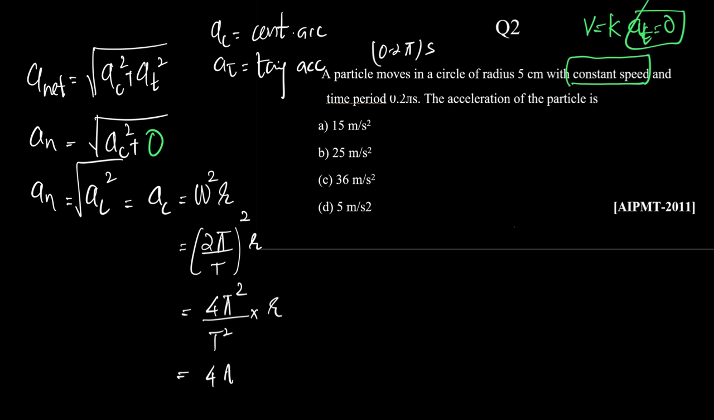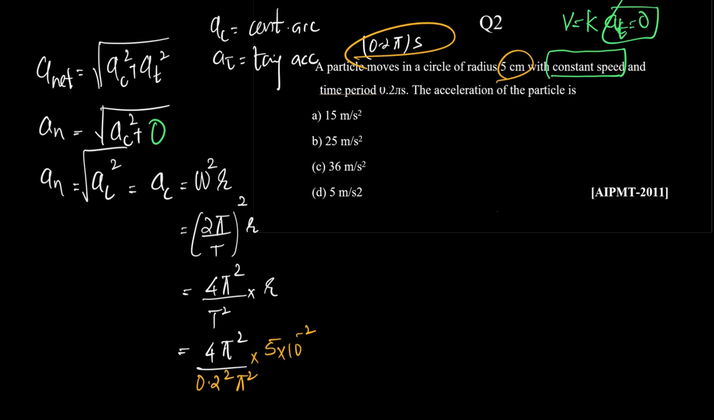So we can write this as 4 pi square. How much is t? T is given to us as 0.2. This becomes 0.2 square into pi square into r, which is 5 centimeter, so that is 5 into 10 to the power minus 2. So what do you get by solving this? Pi square by pi square is 1.